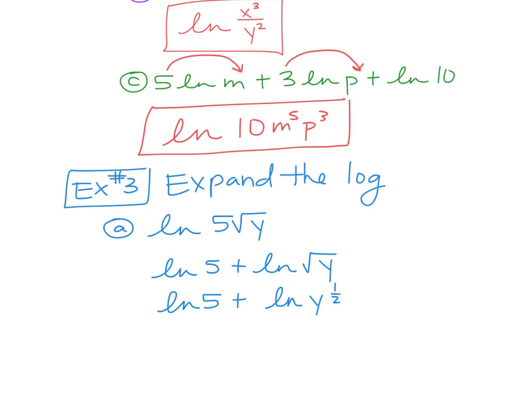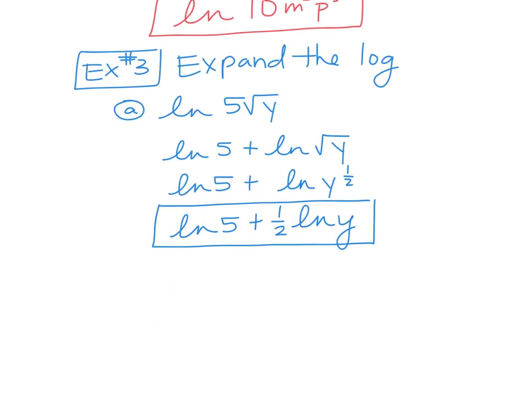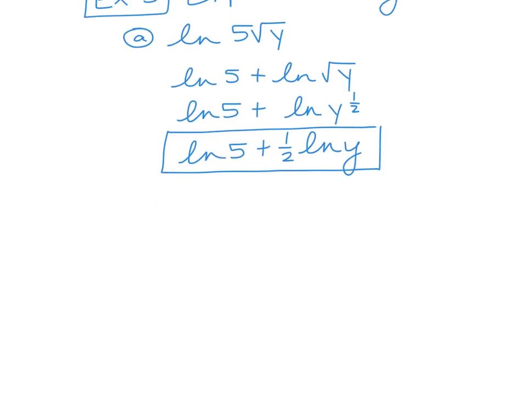What do we do with that 1/2? Move it out in front. So it's going to be the natural log of 5 plus 1/2 times the natural log of y. I love that I get it right in cursive, guys. So pretty. I love cursive. And we're done, right? That's expanded. You don't want any exponents in that expanded form, so we get rid of the exponents and we get rid of the multiplication, turn it into addition. Okay? Are we good?